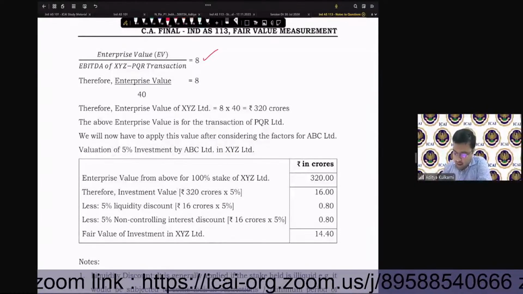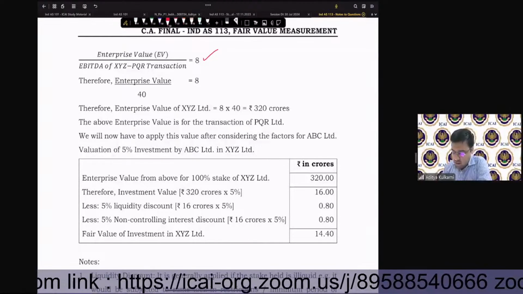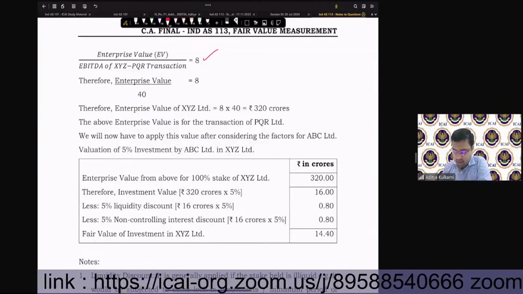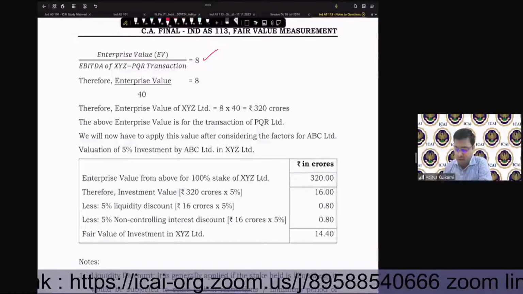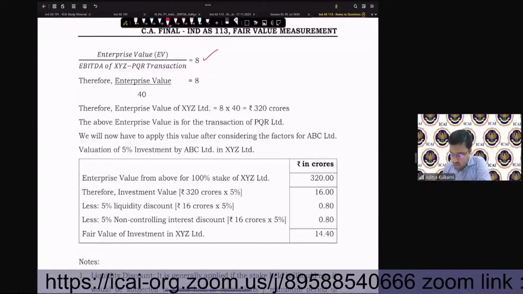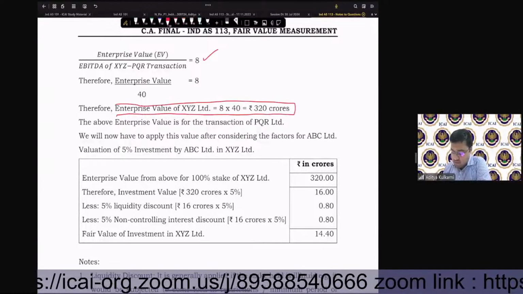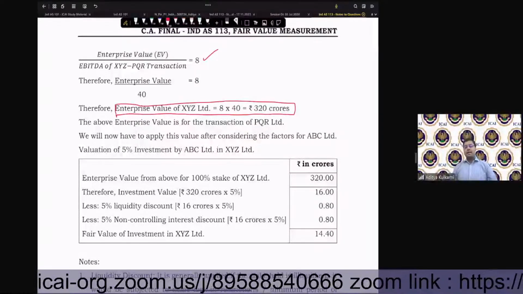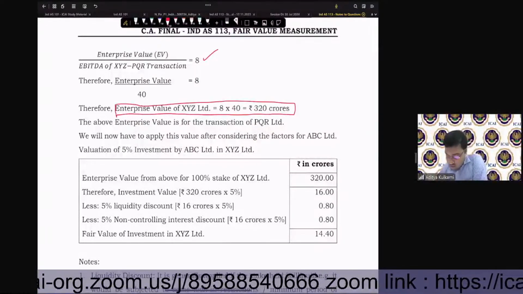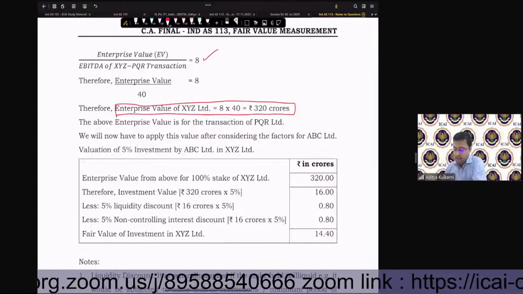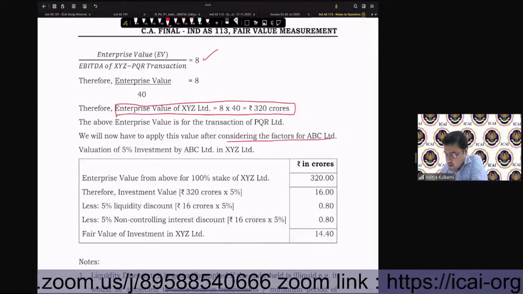Therefore, enterprise value divided by EBITDA of XYZ in the PQR transaction equals 8. EBITDA is 40. Therefore, enterprise value of XYZ is equal to 320 crores. Now, we will have to apply this value after considering factors for ABC.